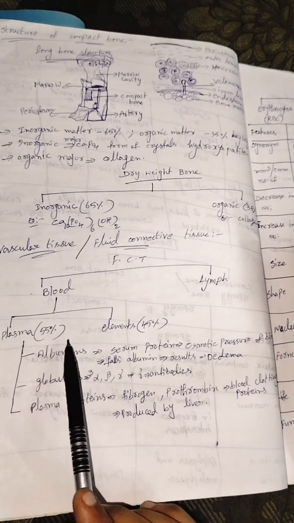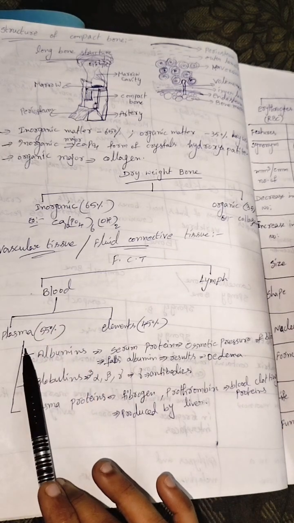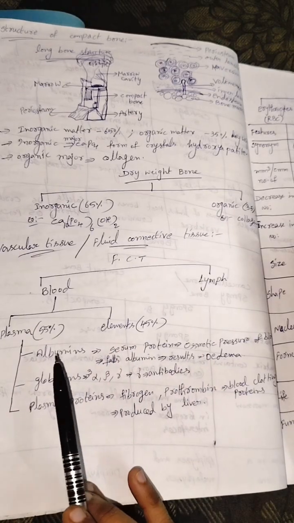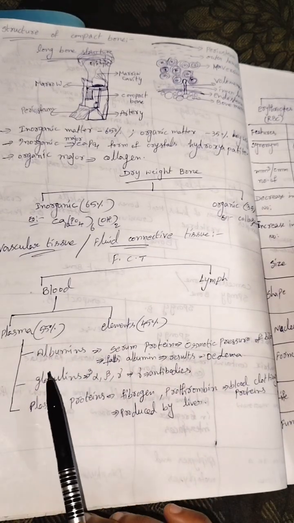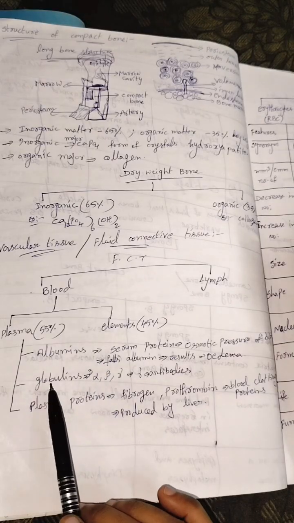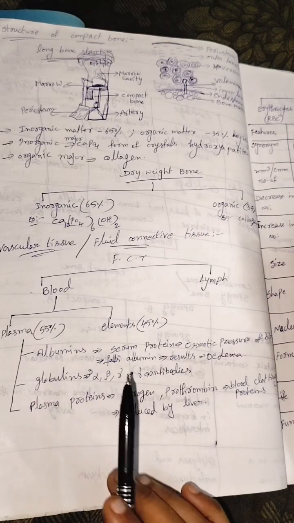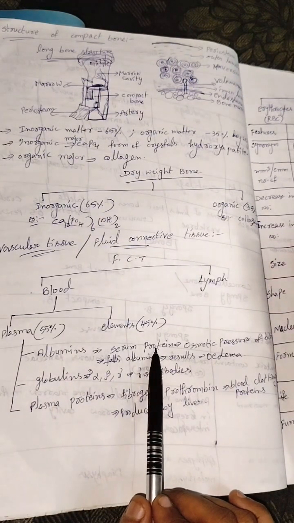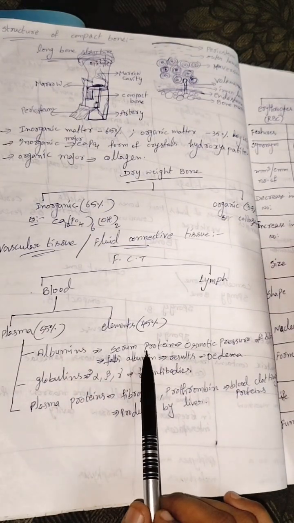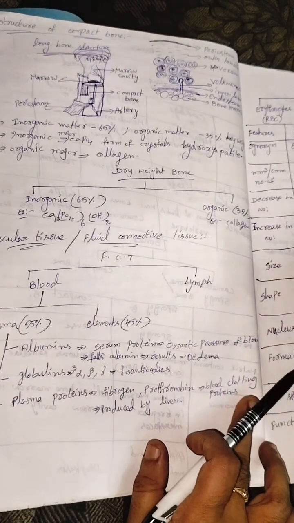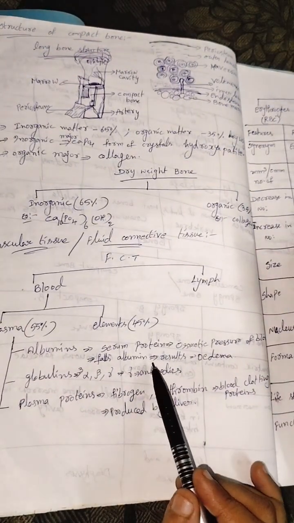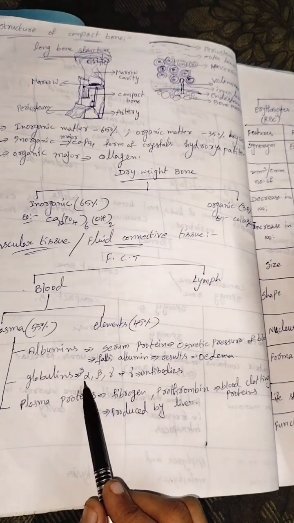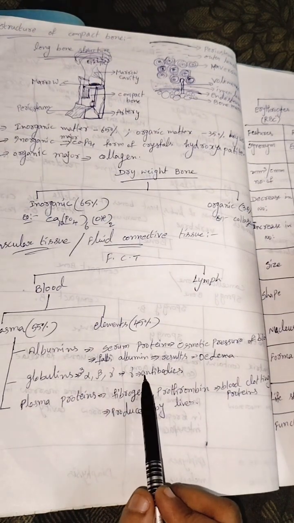So in the blood, plasma is 55% and the elements are 45%. In the plasma, albumins, globulins and plasma proteins are present. Albumins have serum protein, and when the pressure of blood falls, albumin results. Globulins include alpha, beta, gamma antibodies.